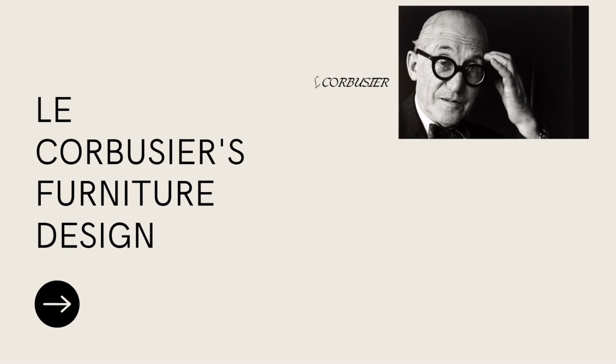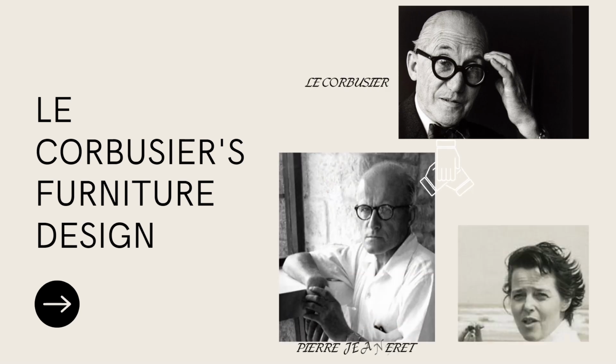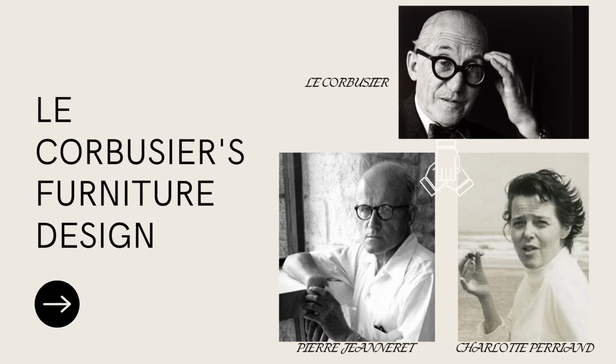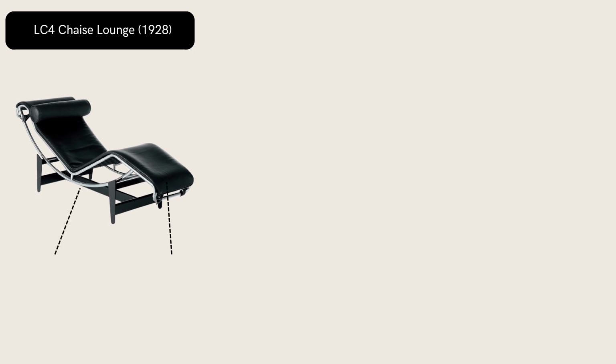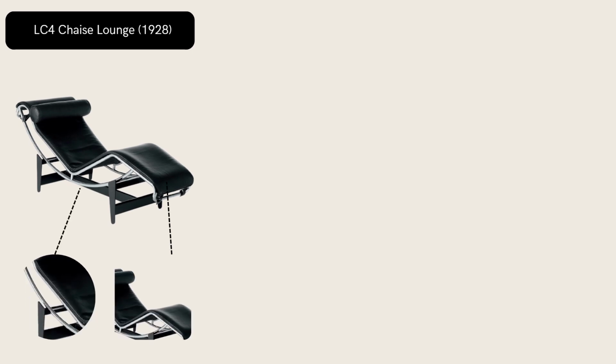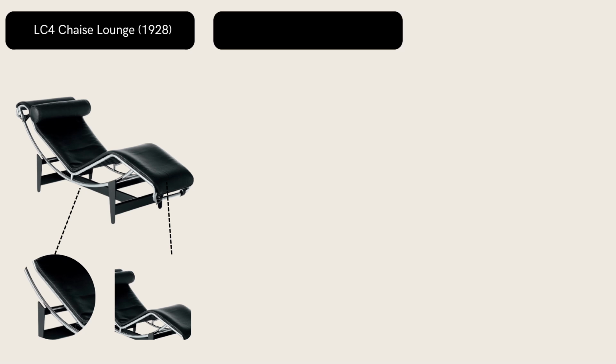Le Corbusier's creativity extends beyond architecture into the realm of furniture design. Collaborating with Pierre Jeanneret and Charlotte Perriand, he produced iconic pieces that embody modernist principles. Among these, the LC4 Chaise Lounge stands out for its ergonomic innovations, featuring a curved steel frame and an adjustable leather seat designed to conform to the body's contours.